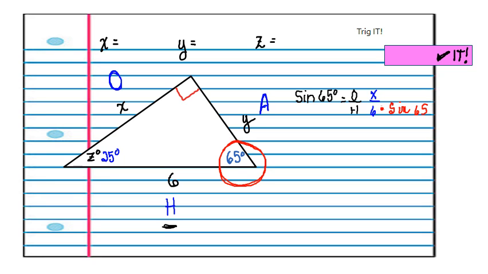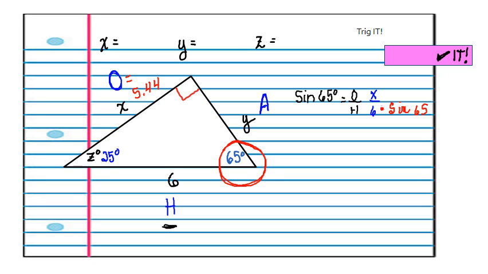We take our handy dandy little calculator and we simply go 6 times sine 65 and we get 5.44. So O, or our X here, equals 5.44. I like using decimals because it's not exactly even.